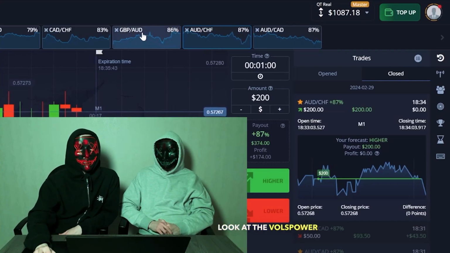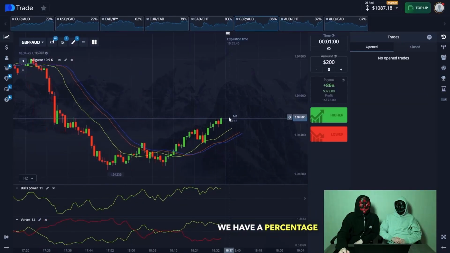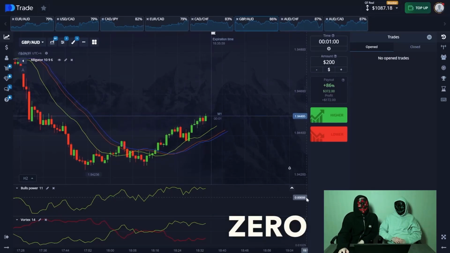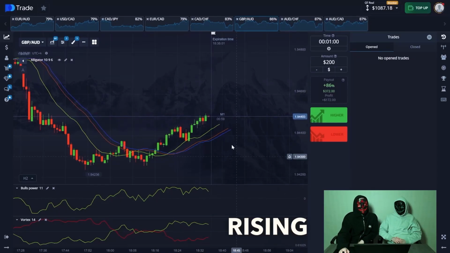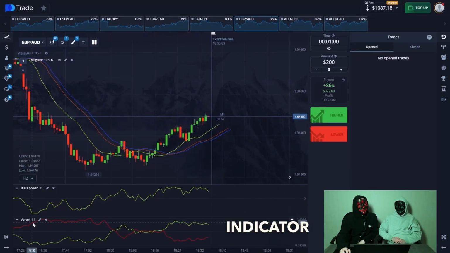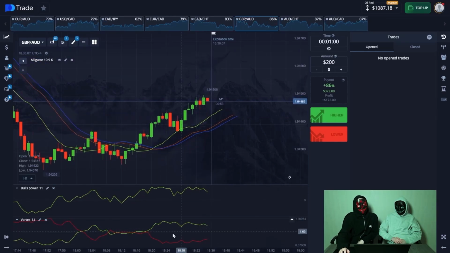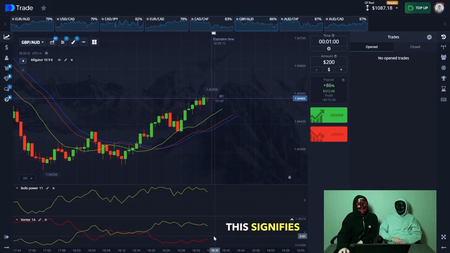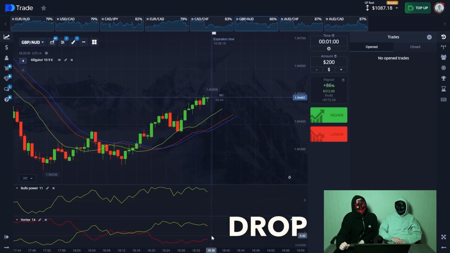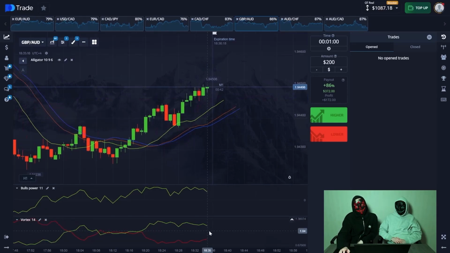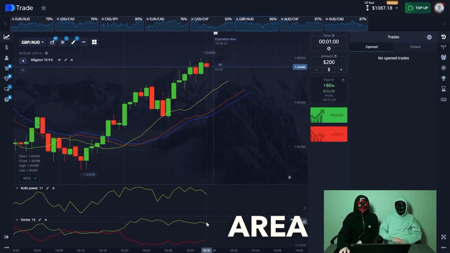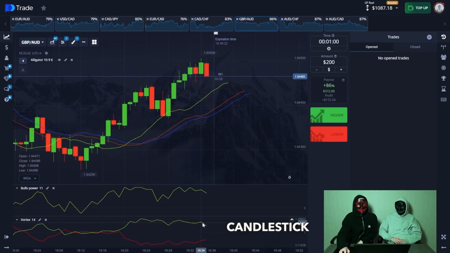Look at the vols power indicator, we have a percentage, and it has surpassed 0, indicating the trend is rising. The vortex indicator shows our moving greens and reds are widely separated. This signifies an upward trend development, but there's a subtle hint of a drop. A decrease is seen in this area, illustrated by the new red candlestick heading downward.